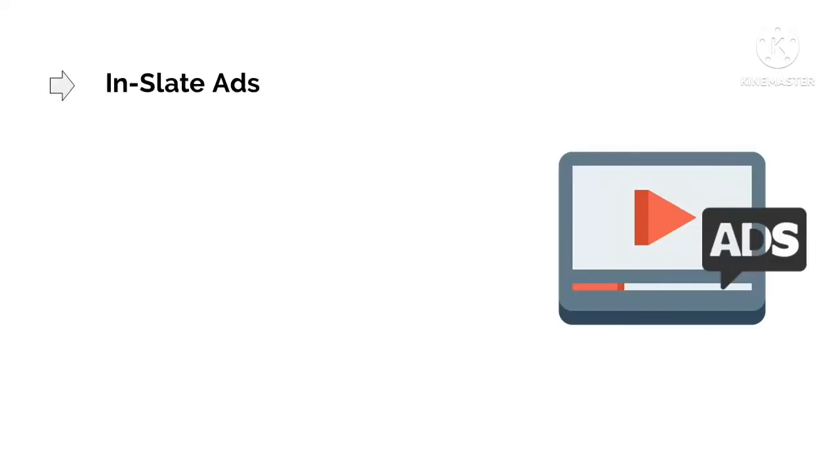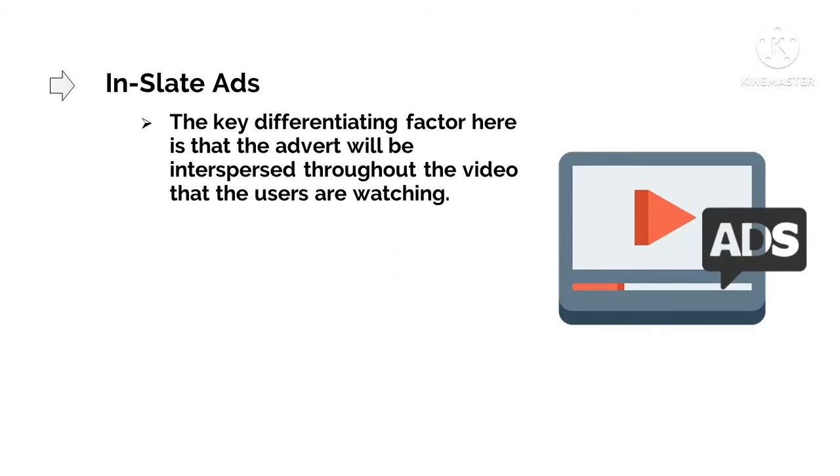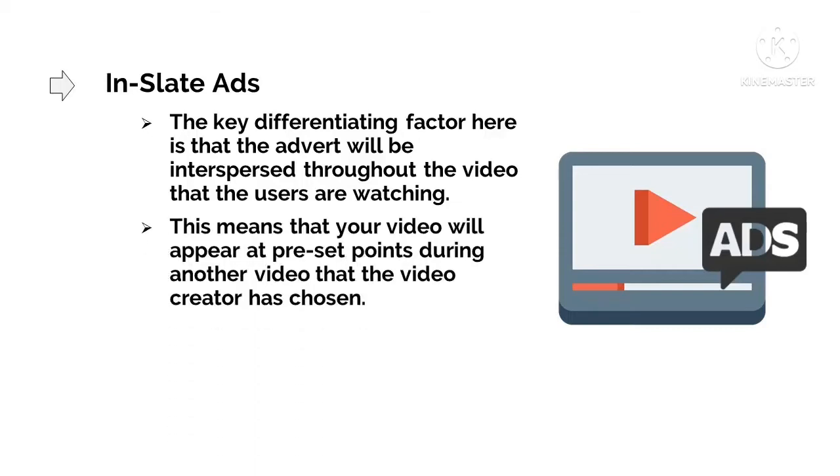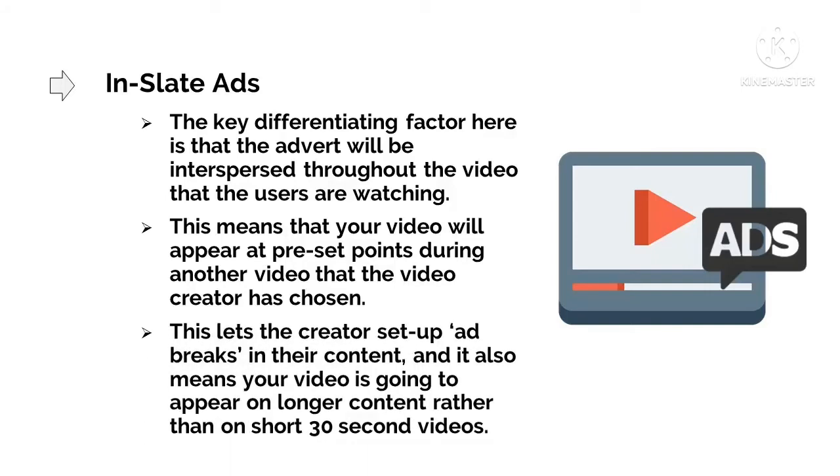An in-slate ad is only a little different to an in-stream ad. The key differentiating factor here is that the advert will be interspersed throughout the video that the users are watching. And this means that your video will appear at preset points during another video that the video creator has chosen. This lets the creator set up ad breaks in their content. And it also means that your video is going to appear on longer content rather than on short 30-second videos.